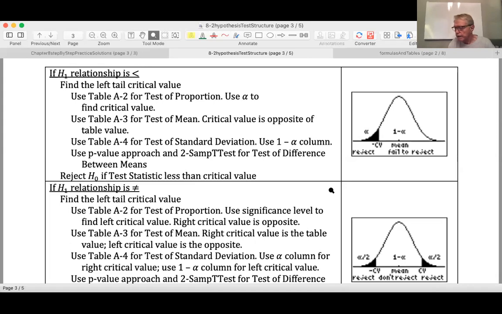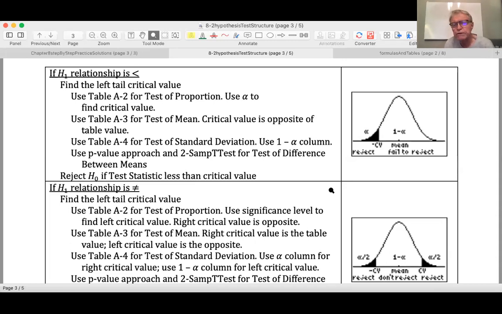This is the first of two videos on step 3, and this is where we're going to determine if the test statistic that we calculated on step 2 is an unusual value. So I'm going to open up the document, and there are going to be three ways for us to make this determination.